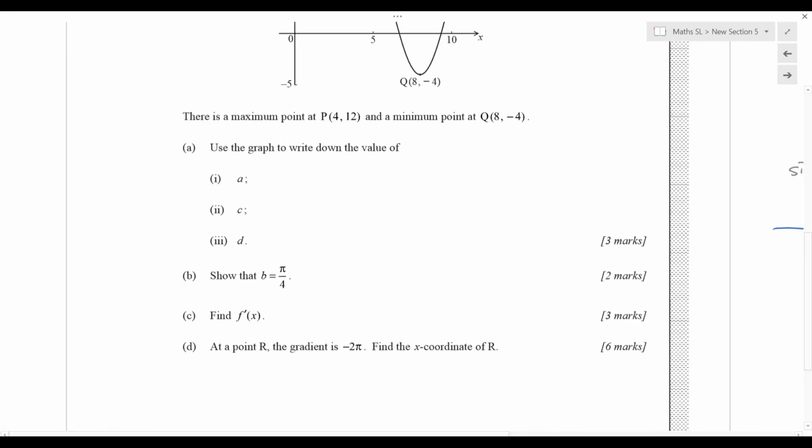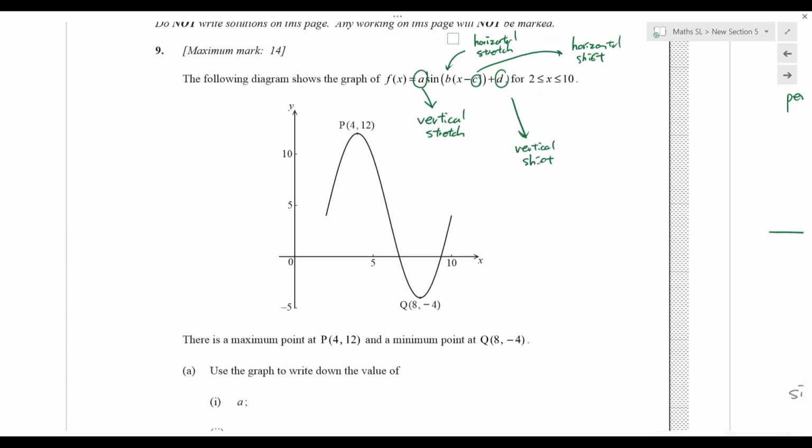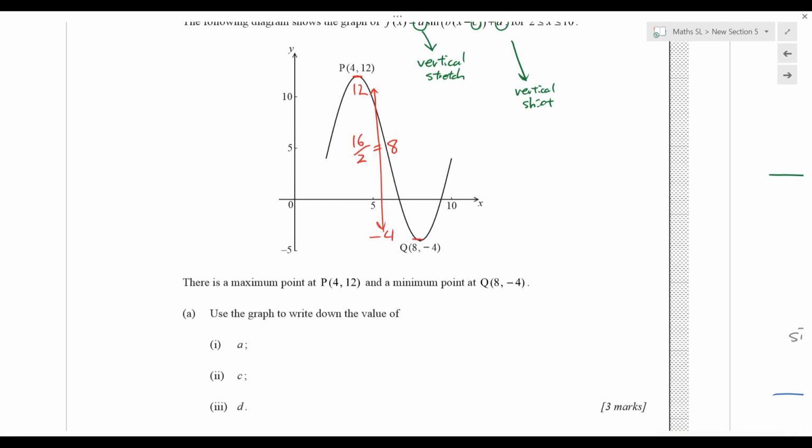We can look back at this graph. Let's find A first. We know the maximum is 12, the minimum is -4, and the total distance between them is 16. Guess what we have to do? Divide by 2, so that equals 8. So we know A is simply 8.